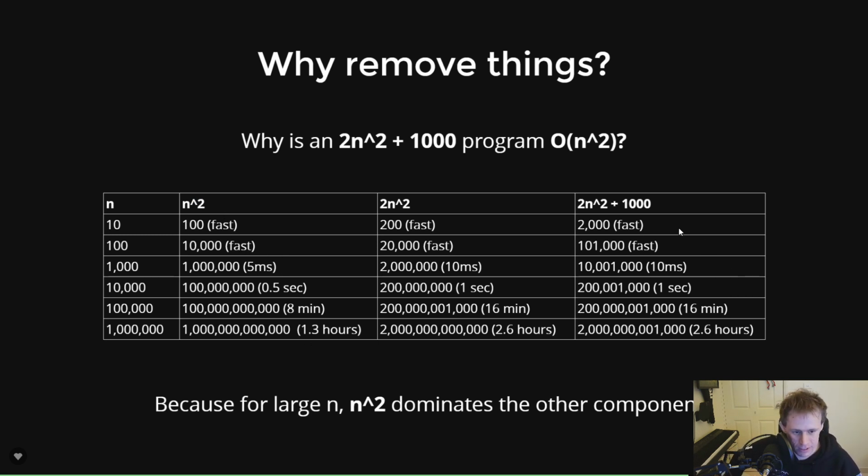You look at this one here, right? We've got this program here, 2n squared plus 1,000. It takes 2.6 hours. Someone gets rid of the constant factor. Someone gets rid of the coefficient out the front. They got it down to 1.3. They halved the time. That was it.